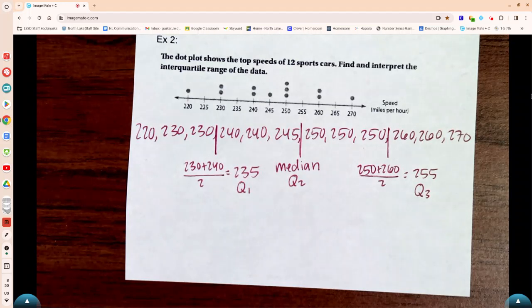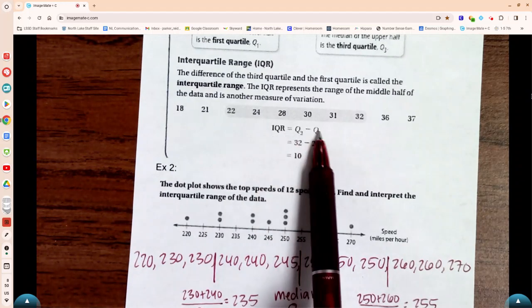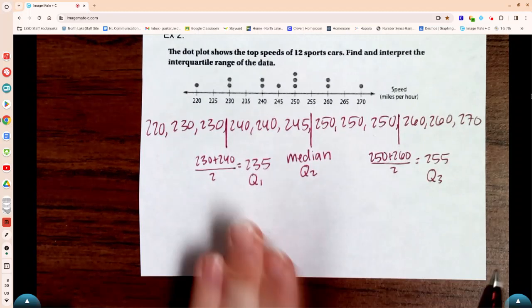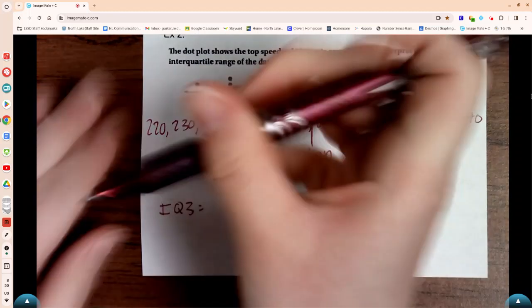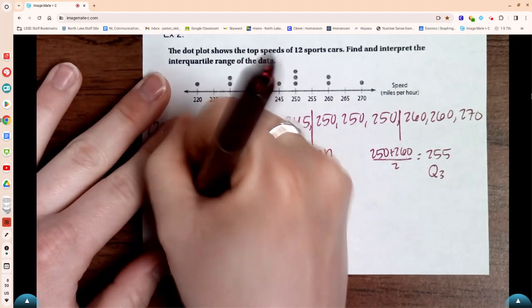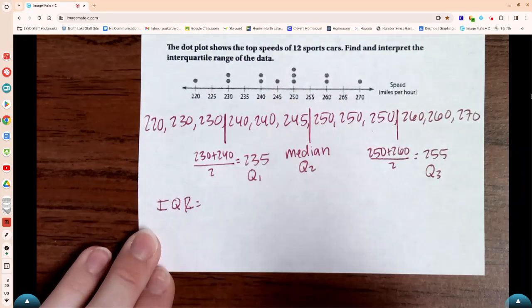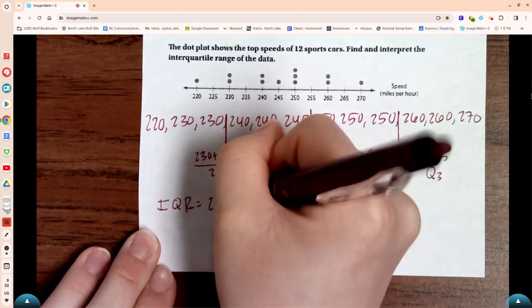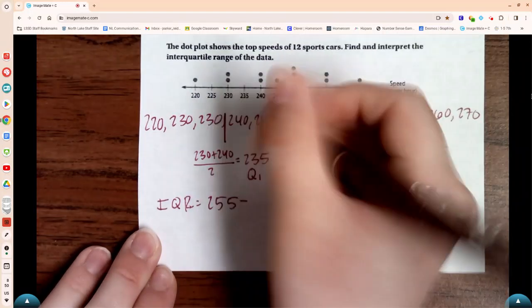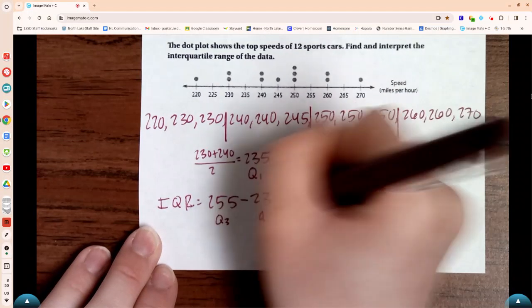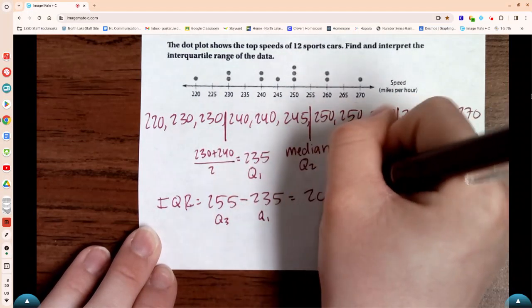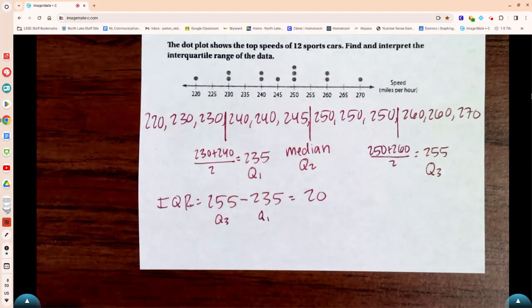Okay, now I have to actually find the interquartile range, the IQR for short. And right here it says IQR is Q3 minus Q1. So I'm going to take my quartile 3, which was 255, and subtract my quartile 1, which was 235. Q3 minus Q1. And that gives me 20. So that is my IQR.